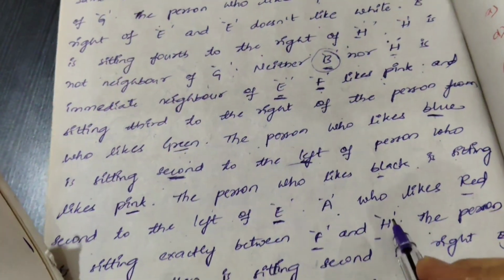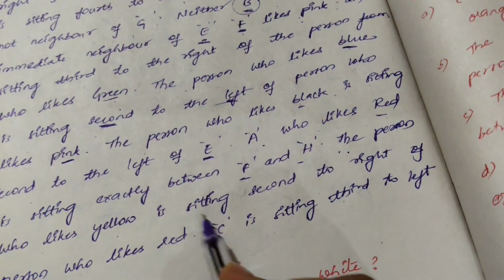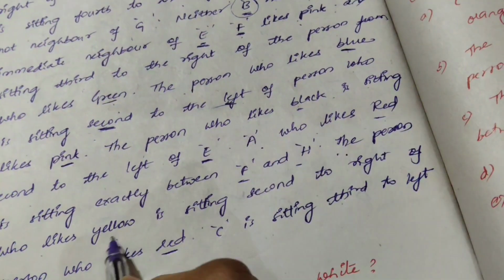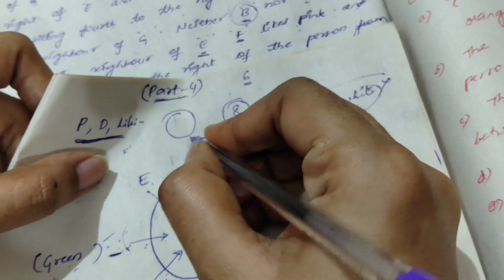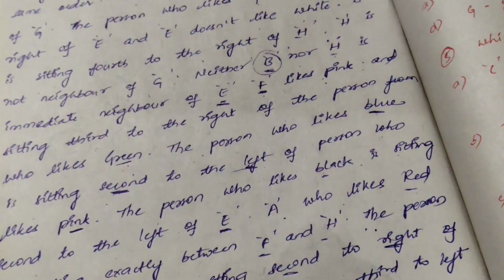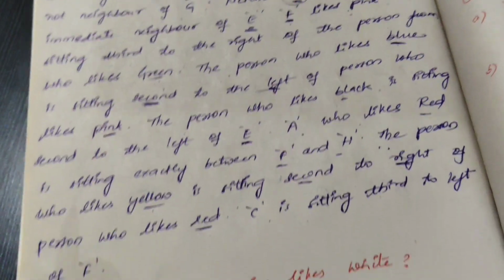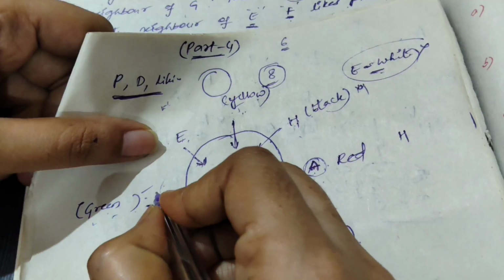Next, the person who likes yellow is sitting second to the right of the person who likes red. So yellow is sitting second to the right of red: 1, 2. So here is yellow. Next, C is sitting third to the left of F. C is sitting third to the left of F: 1, 2, 3. So here is C.